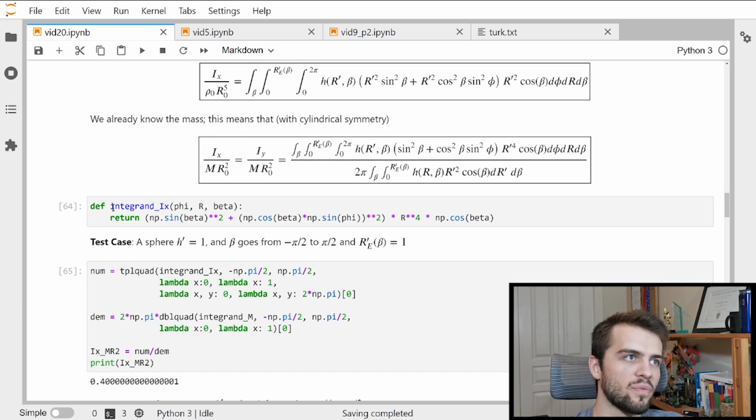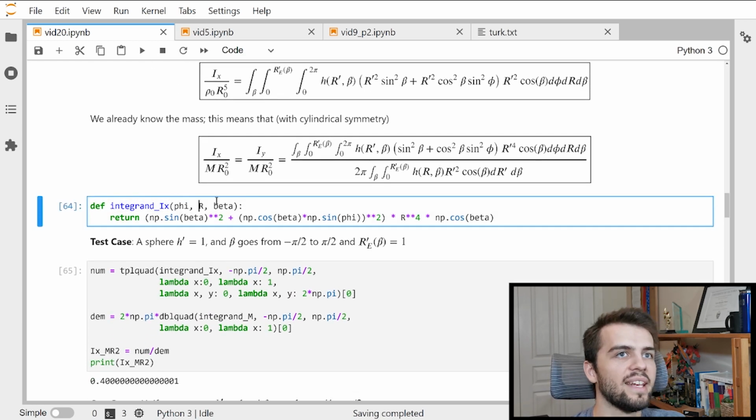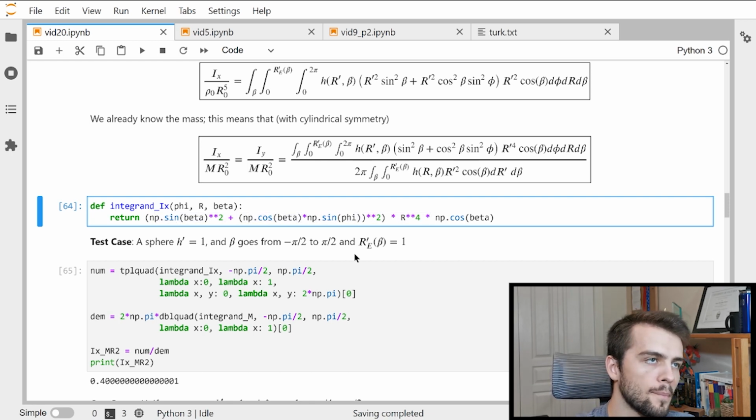And so I just define a function integrand Ix. Now it depends on phi, which is my first integrand, comes first. R here, so that's my integrand over r, dr. And then beta, integral over d beta as well. And I define my integrand just as it's written above with h equal to 1.